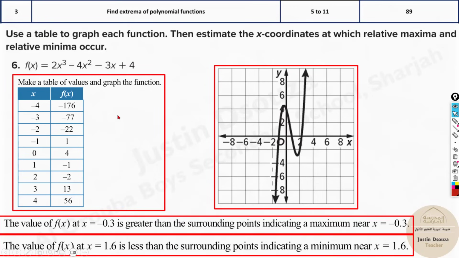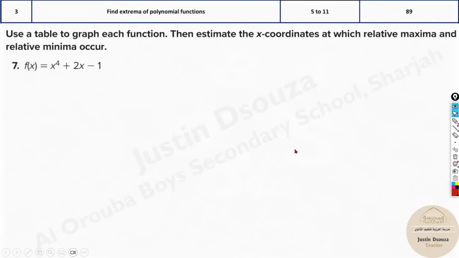All these are the same thing. Graph them up. You can see the maximum is over here near 0. It's at -0.3. It's very close to 0. And maximum is at -0.3. Minimum over here is at 1.6. It's around 1.7, something like that.